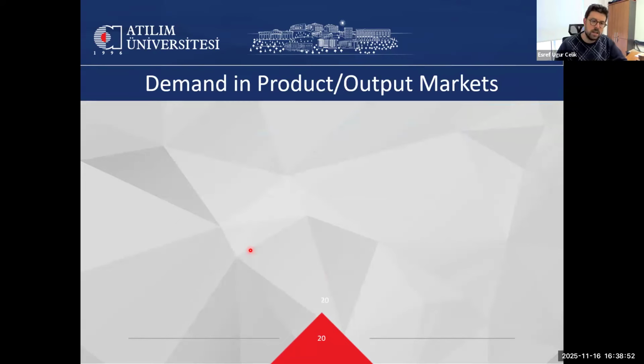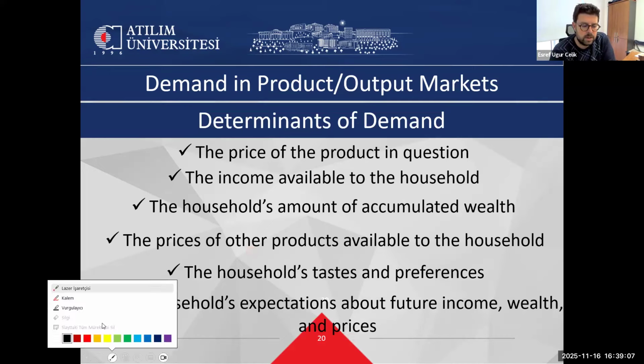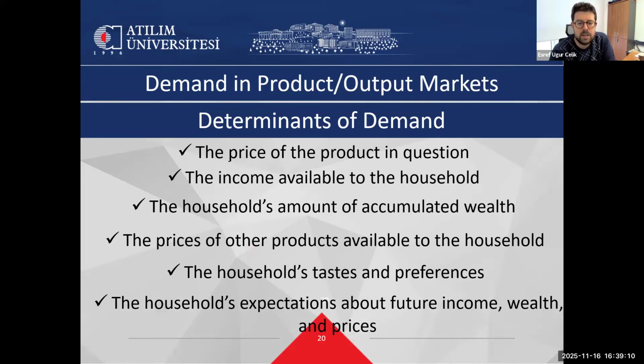Okay, let's come to the demand and supply part, then the market equilibrium. Let's remember the determinants of demand. The first one is price of own goods. The second one is income. The third one is wealth. Then the prices of other products, taste and preferences, and our expectations about future income, wealth, and prices.